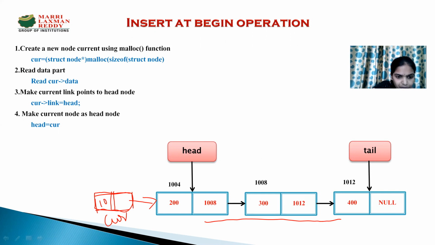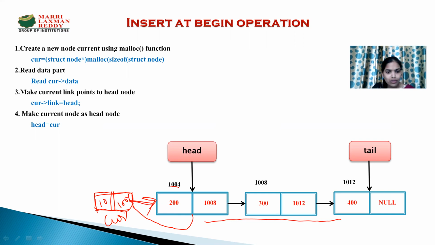Next, if we want to link this node to the previous node, that is the head node, what do we have to do? We have to store the address of this node in the current node link. That means we have to store the address 1004 into this, like this. It means this automatically gets linked.